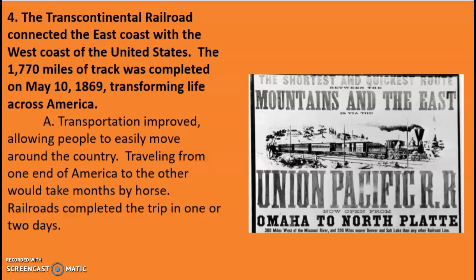So transportation improved, allowing people to easily move across the country. Traveling from one end of America to the other would take months by horse. But because of the railroad, you could do it in 1 to 2 days. So now, one end of America to the other, 1 to 2 days, that's a bit fast. It was possible to make it if you were taking a really fast train and there were no holdups or anything. But still, what we want you to get out of this is that it dramatically cut down the time that it took to get from east to west in America.